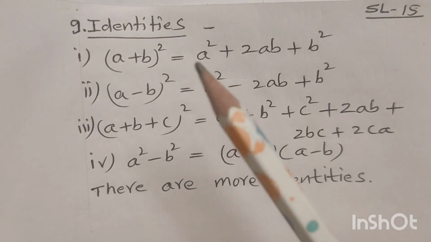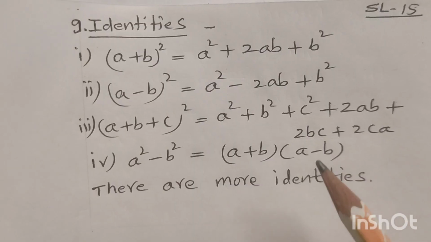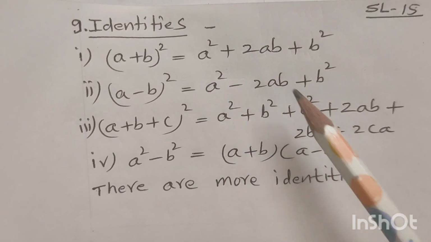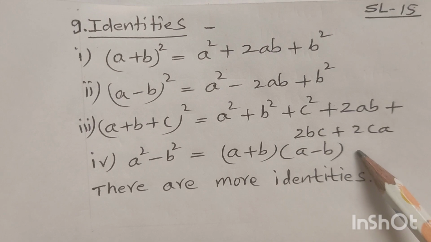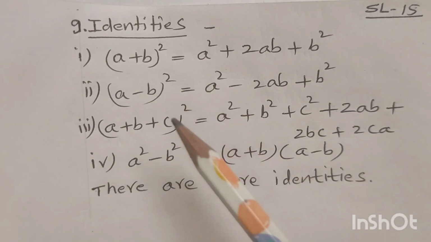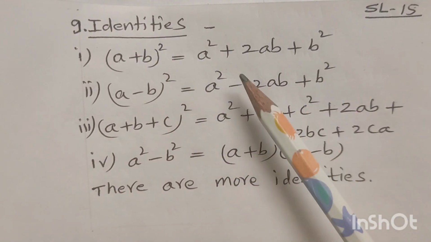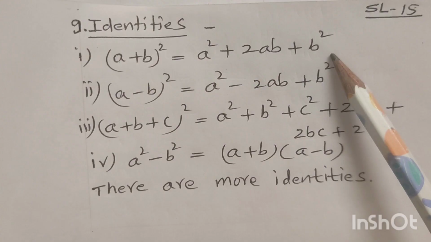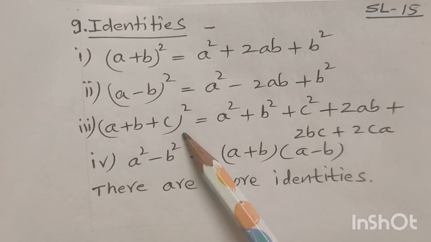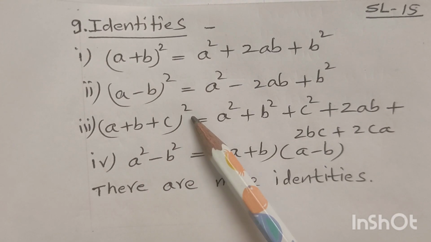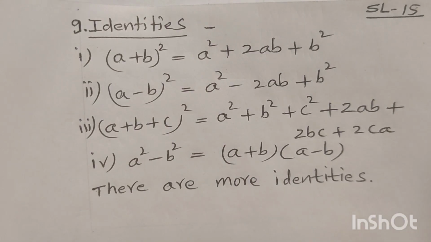In algebra, there are various identities that are used. Some of the identities have been written over here. We call the expansion of a plus b whole square is a square plus 2ab plus b square. This is the expansion of a plus b plus c whole square. You can see the many other identities in the books. Whichever are required can be used there.